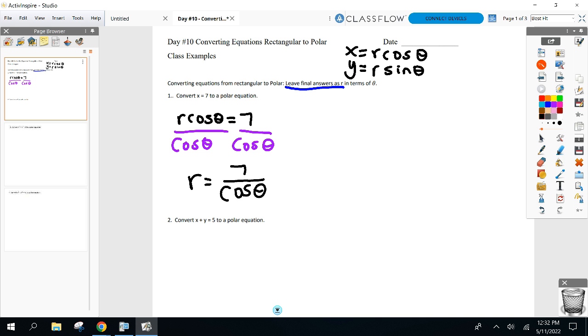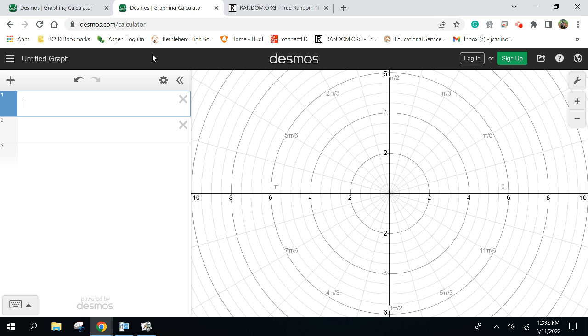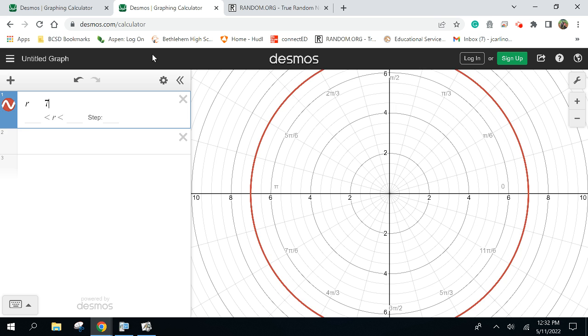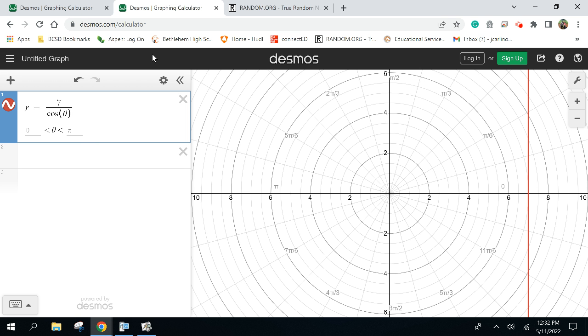And just to prove to you guys visually, remember that was my vertical line. Now let me go to the polar grid. r equals 7 divided by cosine theta. There you go. There it is. Except now written in polar form. All right, substitute in. That's all I'm going to have you do right now. Substitute in for x and y.